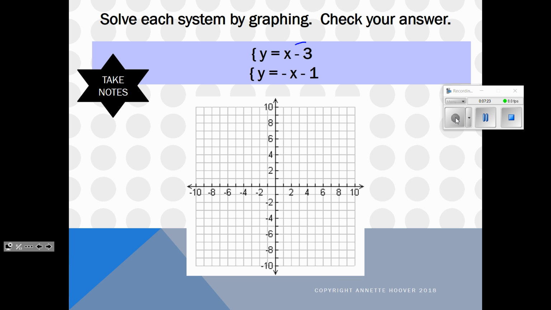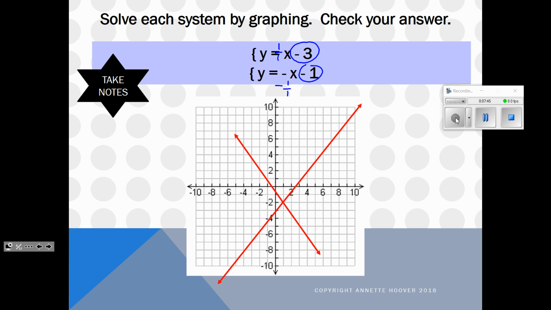We always start with our y-intercept. So our y-intercept is -1. Our slope is 1 over 1. So we go to -3 and we do a slope of 1 to 1, up 1 over 1. There's the line. The other one has a y-intercept of -1. This time the slope is -1 over 1. So it would graph like this.